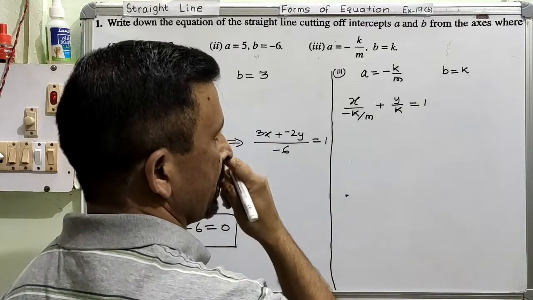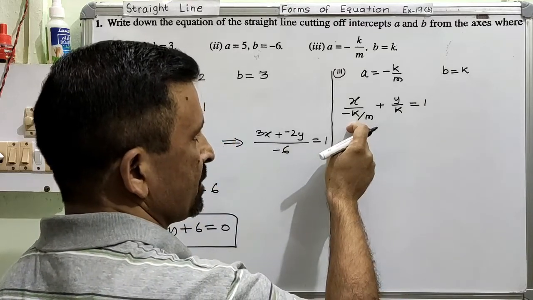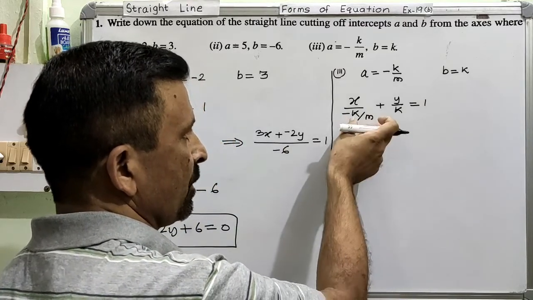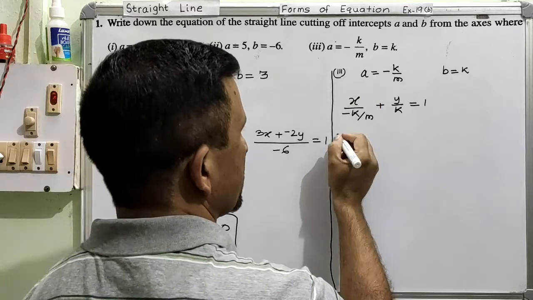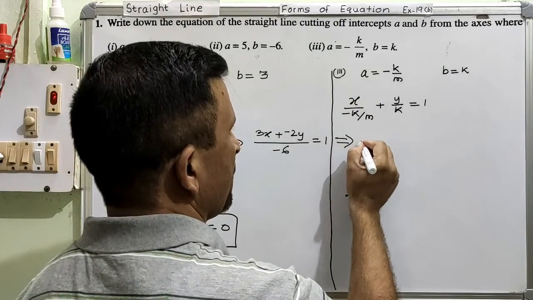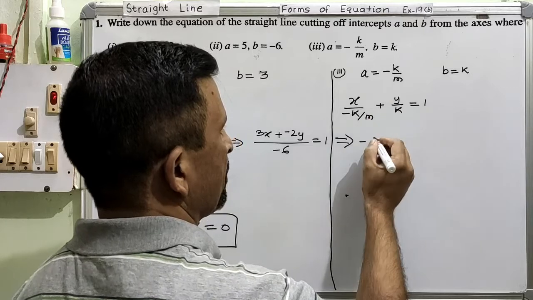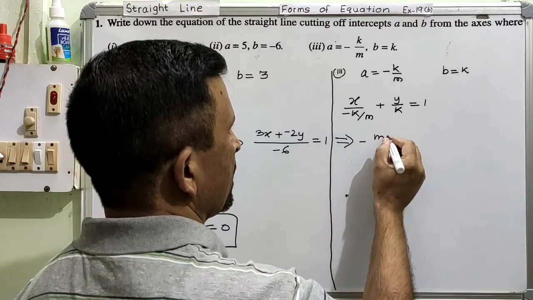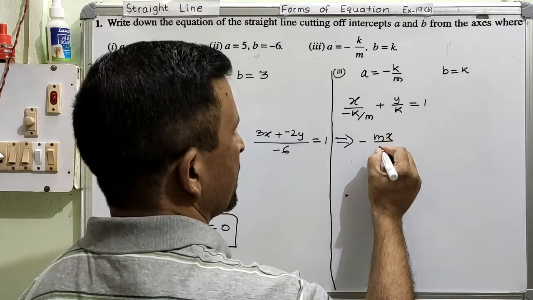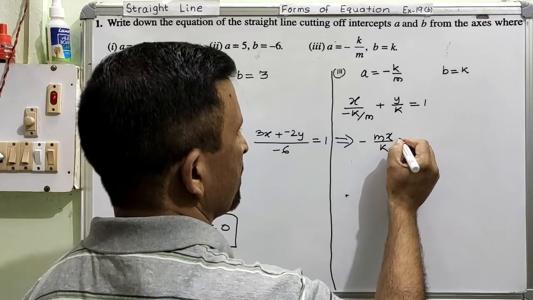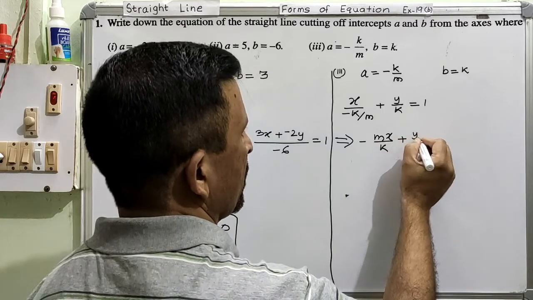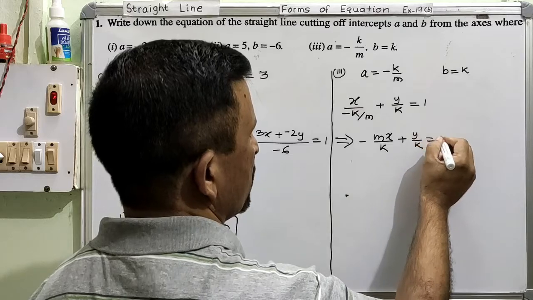Now we are going to simplify. But before that we will simplify this part. The denominator is a fraction, so we will make it upside down. So this becomes minus m will go up. So mx over k plus y over k is equal to 1.